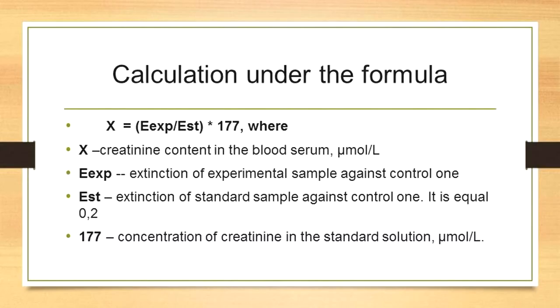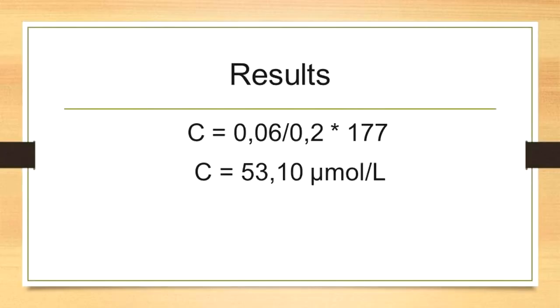Obtained results must be calculated according to the formula displayed on the screen, where X is the creatinine content in the blood serum, micromole per liter, EXP is the extinction of the experimental sample against control 1, EST is the extinction of the standard sample against control 1. It is equal to 0.177, the concentration of creatinine in the standard solution, micromole per liter. Calculated value displayed on the screen.